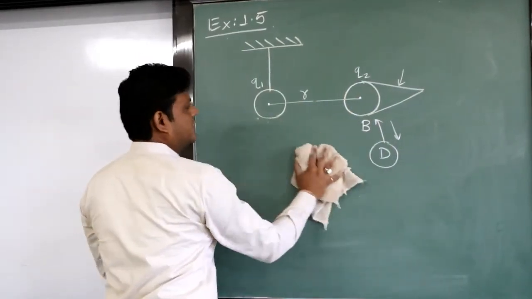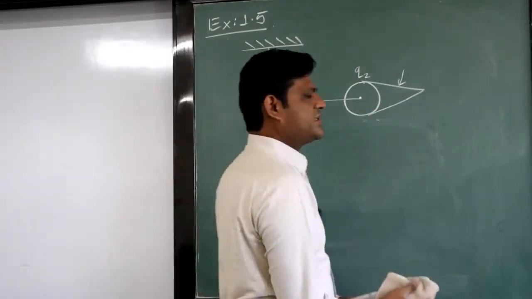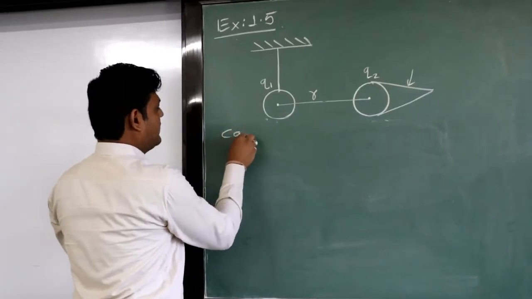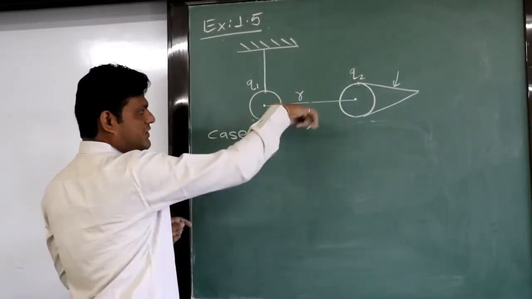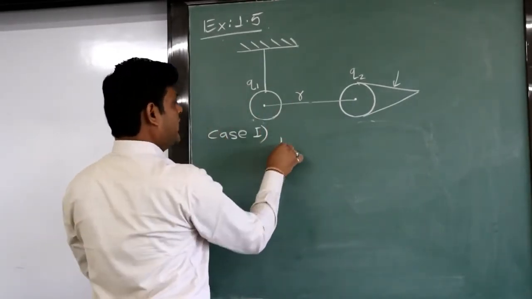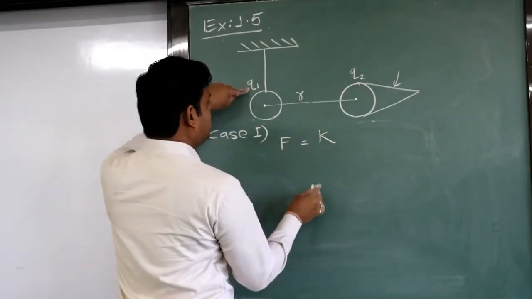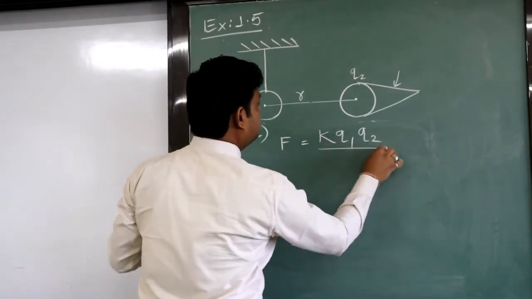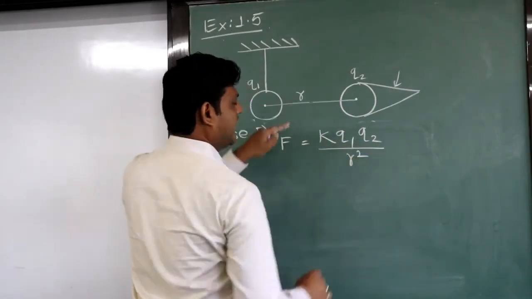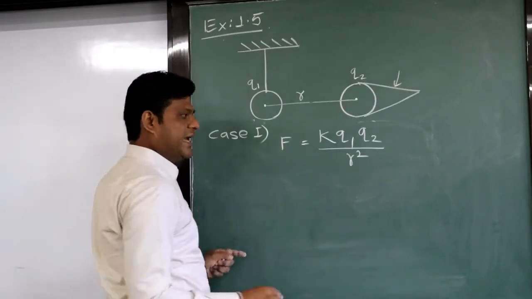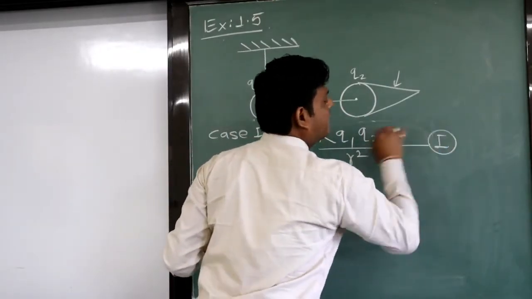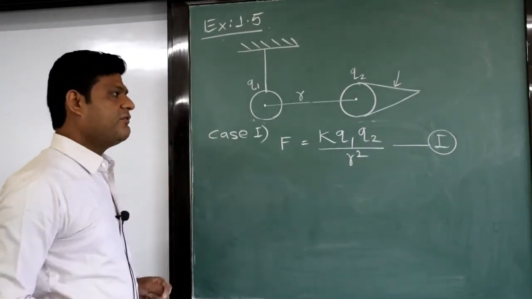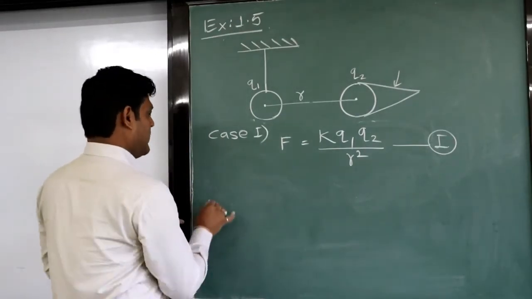So first case, this is the situation, two spheres separated by distance R. What is the force between them? So case 1 we will write. In this situation, what is the force between them? F equal to K, charge on first sphere Q1, charge on second sphere Q2, separation between them is R, so F equals K Q1 Q2 by R square. This is the formula, equation number 1. With the help of situation 1, case 1 we have solved. Now case 2.